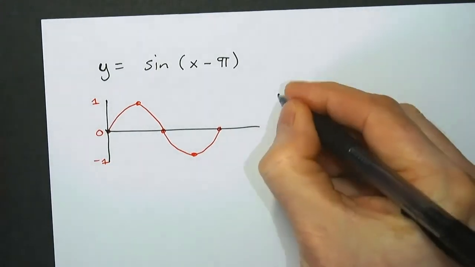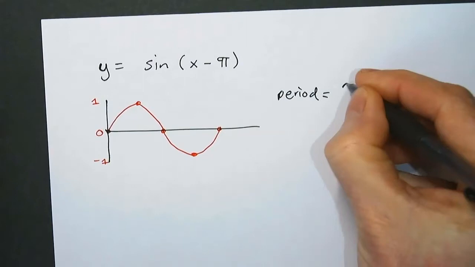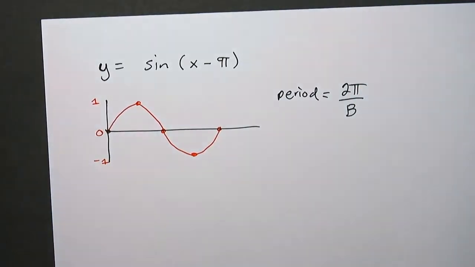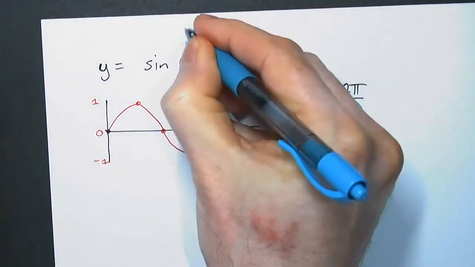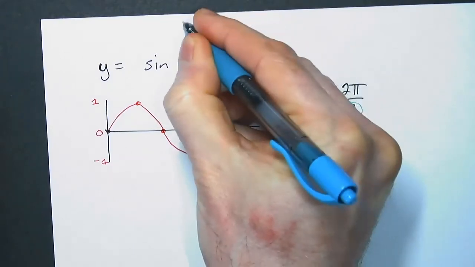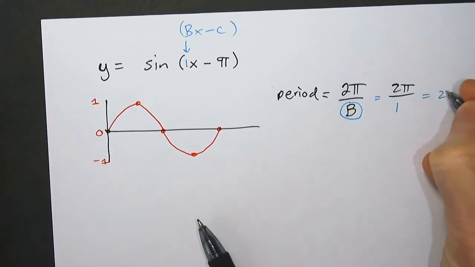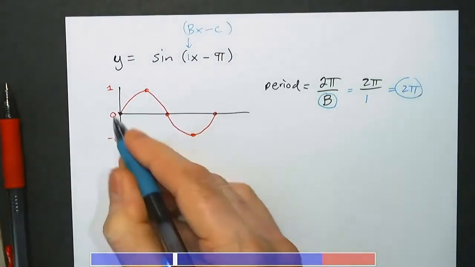Okay, so the period. How do we find the period? It's always 2 pi over B. Let's see. What is B? B is right here. This is always bx minus c. B here must be 1. So we've got 2 pi, because that's what we normally would use, over 1. So the period is 2 pi, which is normal. Normally it's going to go all the way to 2 pi.